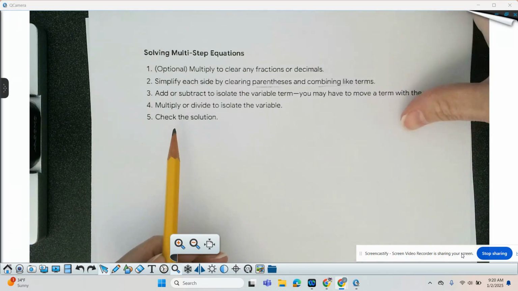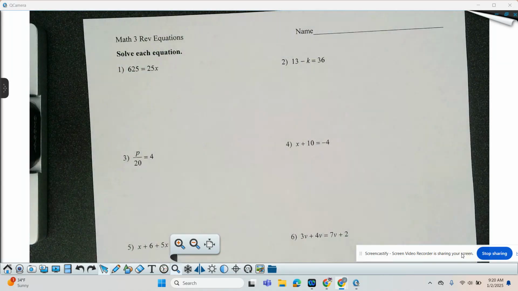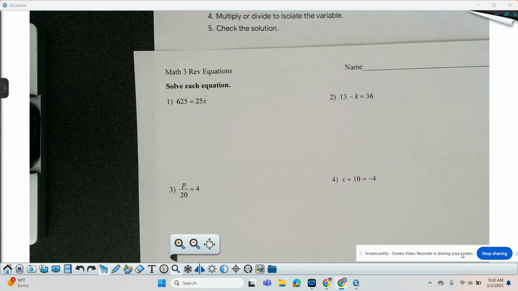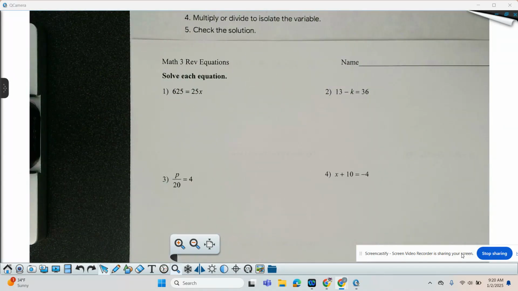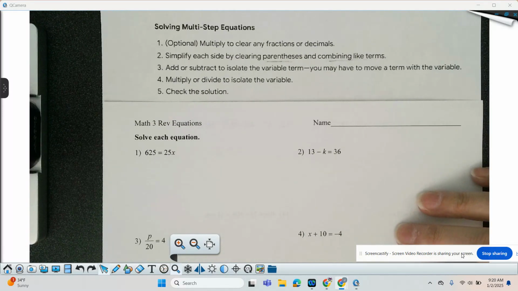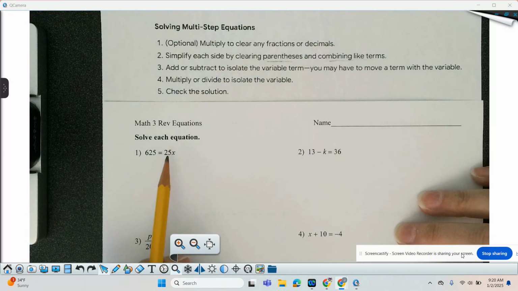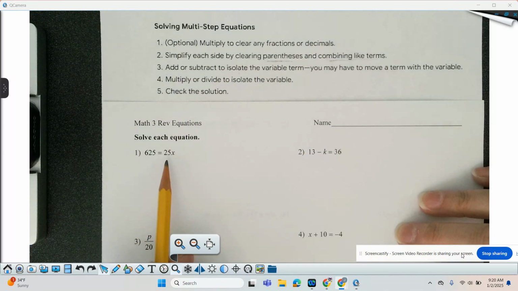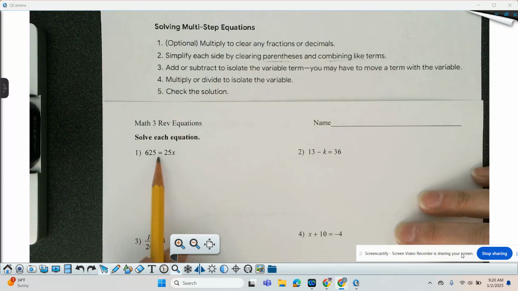All right, so I'm going to do a few of these questions with you, and the rest of them we're going to finish up for homework. I'm going to leave those steps there just at the beginning to go through them. Okay, notice we don't have any fractions or decimals to worry about here. So we're going to simplify by clearing the parentheses. There are no parentheses. Combining like terms, there are no like terms.